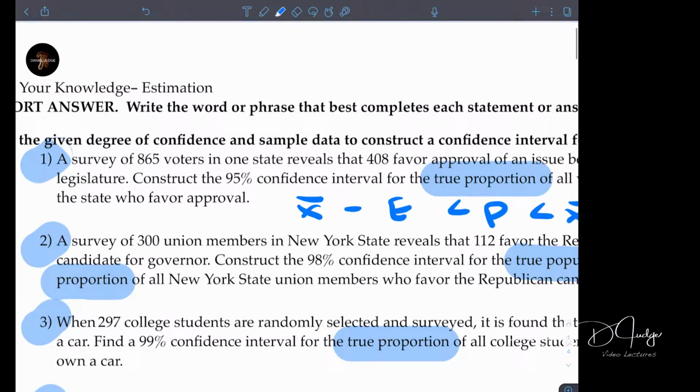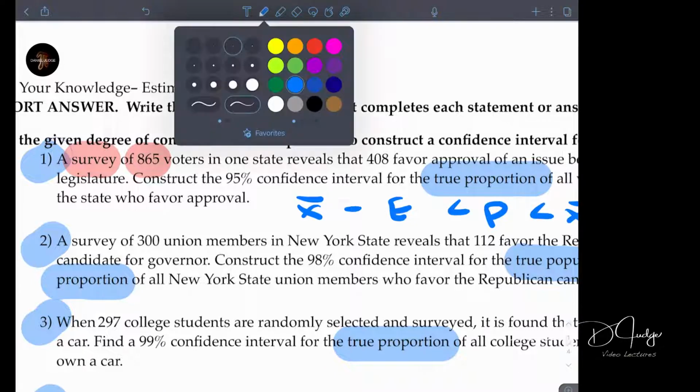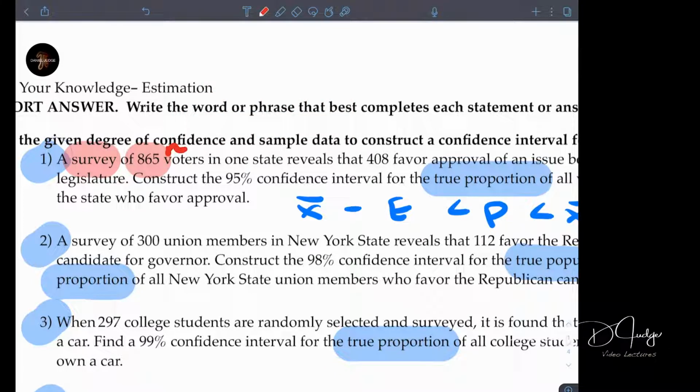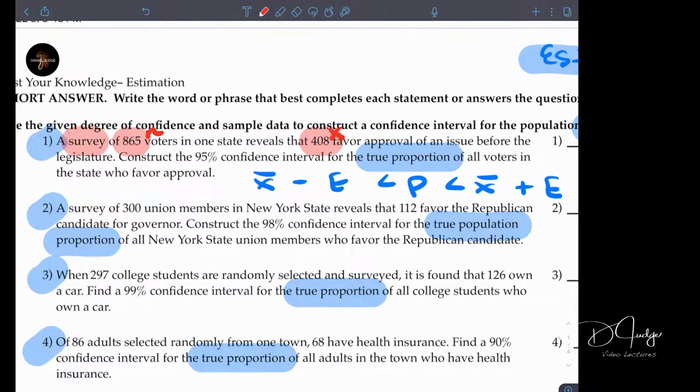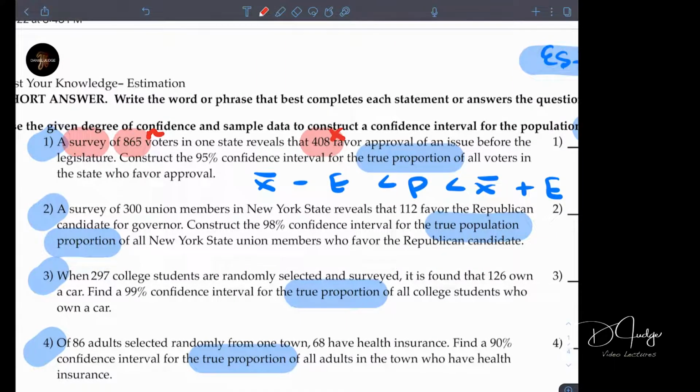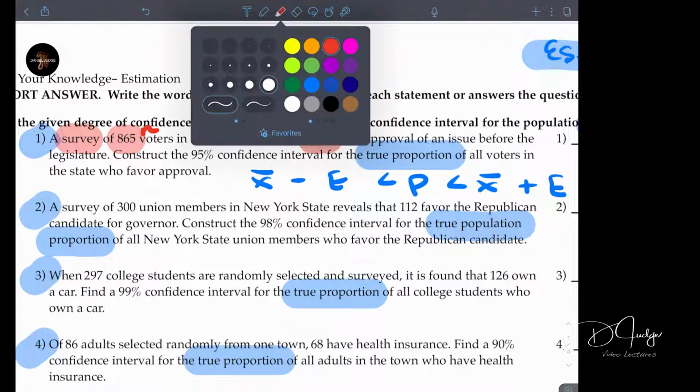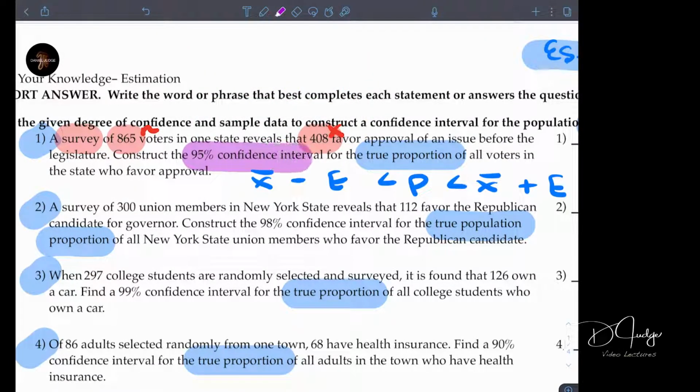Now, as you read, it says here a survey of 865 voters. So this here is N. In one state reveals that 408 are in favor. Now, that's successes. That's X. 408 are in favor of an approval for an issue before the legislature. Construct, here's what they're going to say. The 95% confidence interval, well, that's the confidence level for the true proportion. Well, that's estimation of P. So I just want to put that together for all of you.